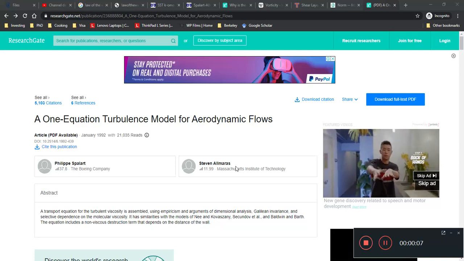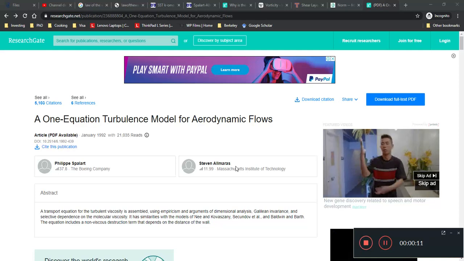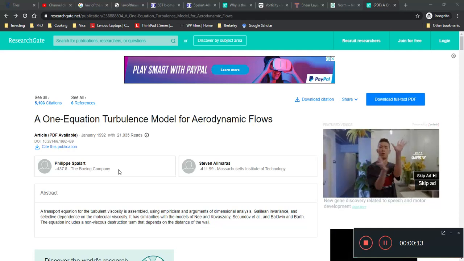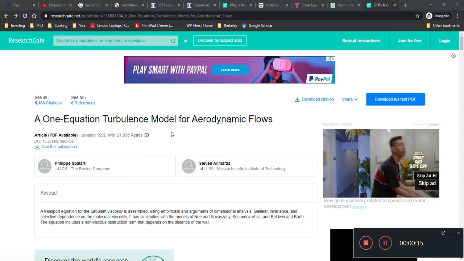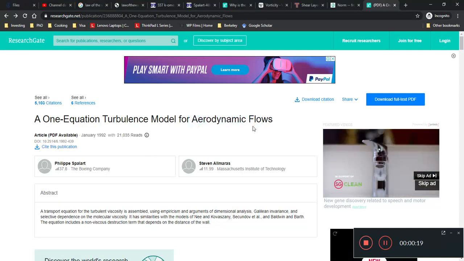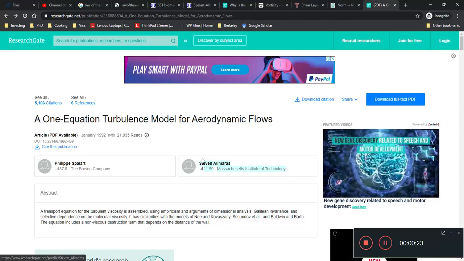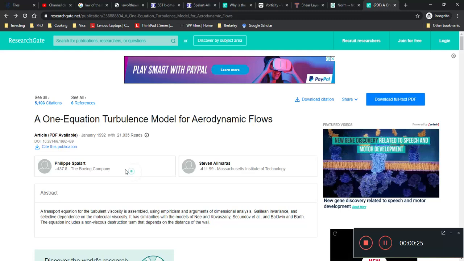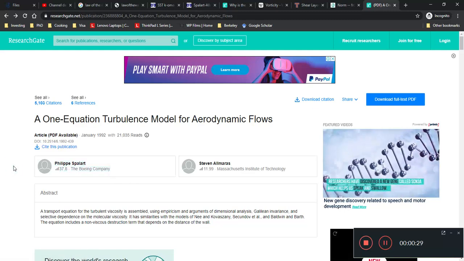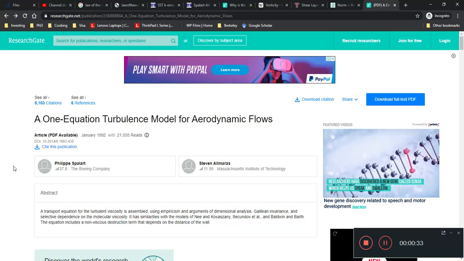Today we want to talk about the Spalart-Allmaras turbulence model. This model was developed for aerodynamic flows, mainly for aerospace applications. There's Stephen Allmaras, he's from MIT. He was from MIT, I don't know where he is now. And there's Philippe Spalart. I don't know how to pronounce their names right, but he's from Boeing.